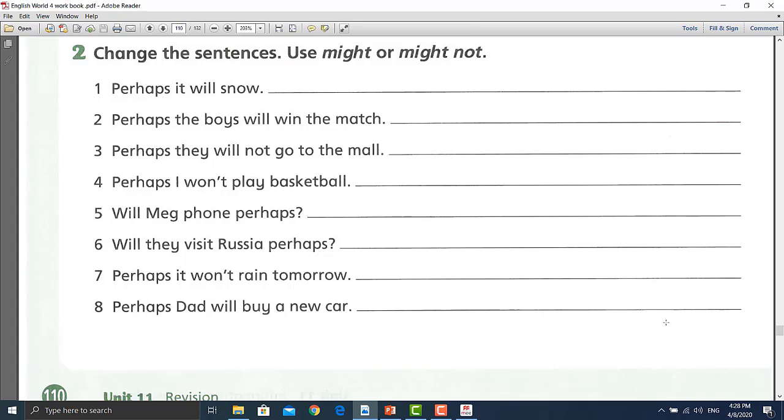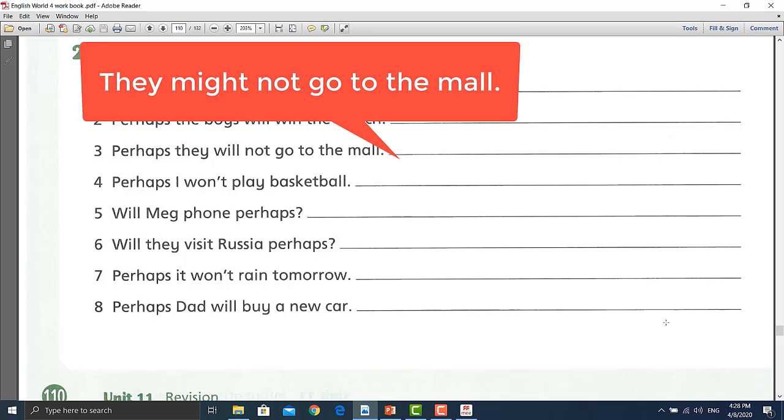Number 3, perhaps they will not go to the mall. Do we use might or might not? Is it affirmative or negative? Negative, so we are going to use might not. Yes, they might not go to the mall.